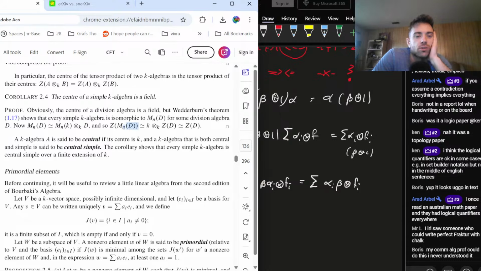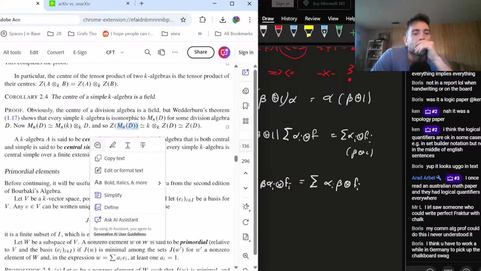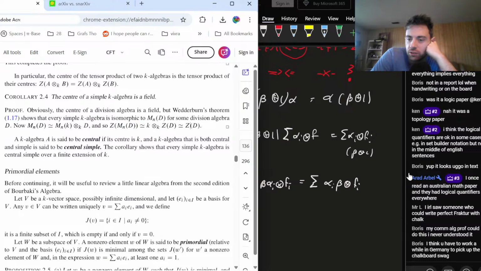I mean, we know that our simple K-algebra is isomorphic to this. Oh, right, yeah, and that's a field. Yeah, okay.